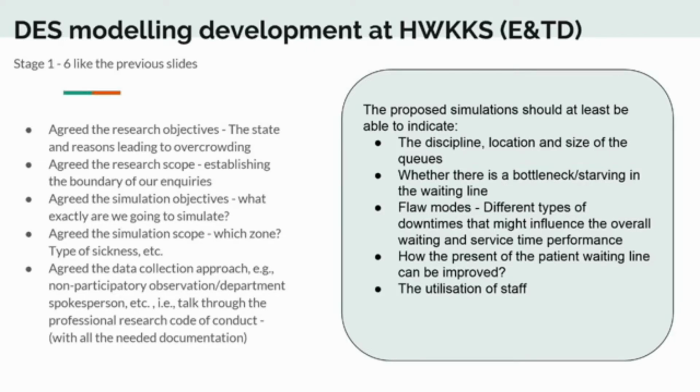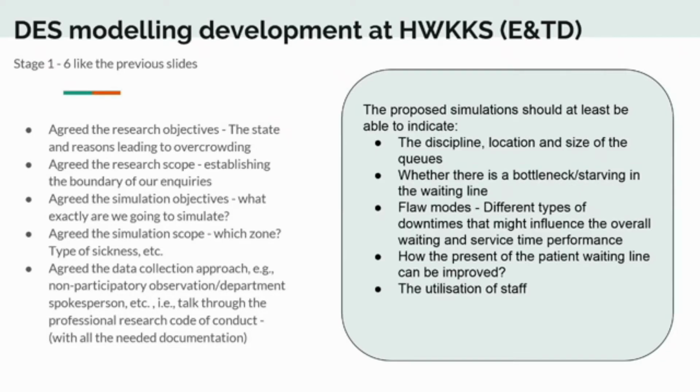Agree the simulation objective. What exactly are we going to simulate? Agree the simulation scope: which zone, type of sickness and the like. These 4 are very important before you go into the department. Then we agree upon the data collection approach: non-participatory observation, department spokesperson. You talk through the research code of conduct and the like. Sometimes they do not want you to observe them.